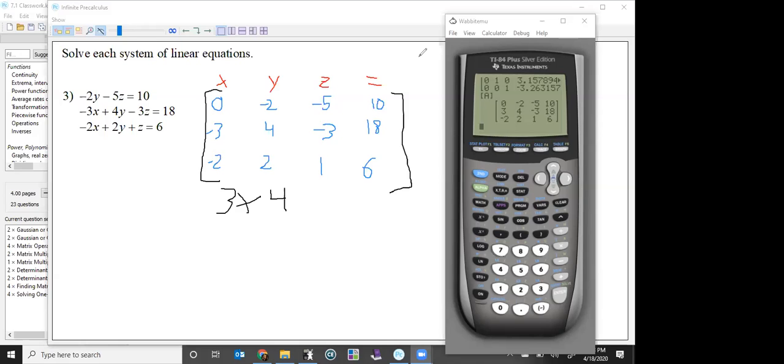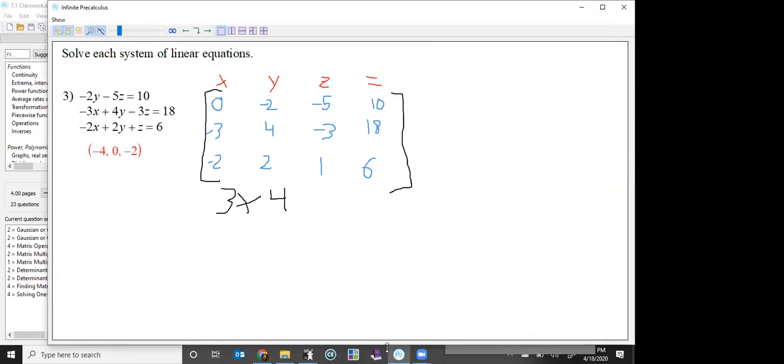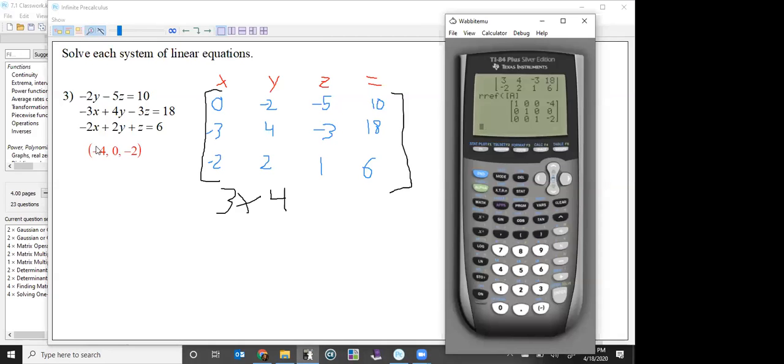So, second matrix. Let's go over to edit. Hit enter. And I need to come down to that 3 and change it to a -3. Enter. All right, now I'll hit second quit. Now I can come up to that double REF, hit enter, and I now get -4, 0, -2. Well, let's look and see what the answers were supposed to be. Look there, -4, 0, -2.